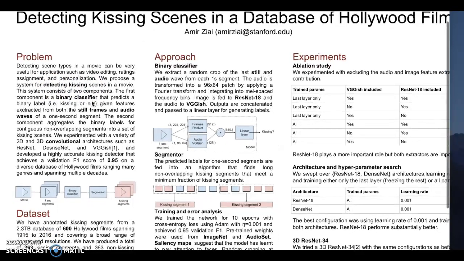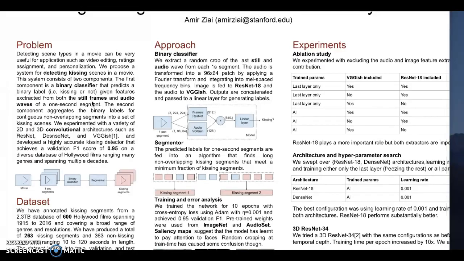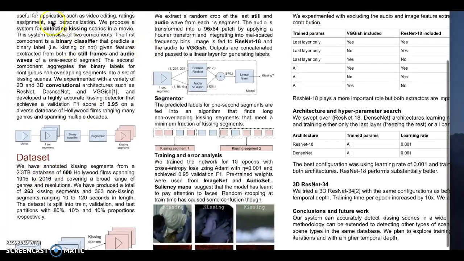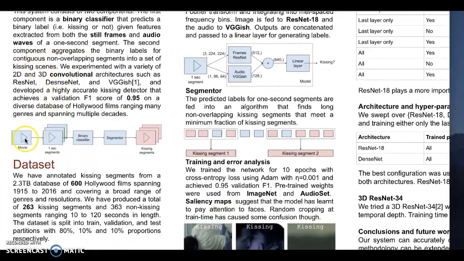And the way we're going to do this is to have a two-component system. First, we extract 1-second segments from a movie, and then we feed each one of these segments into a binary classifier, get our labels for kissing or not kissing, then use an aggregation layer to create basically non-overlapping segments of kissing.